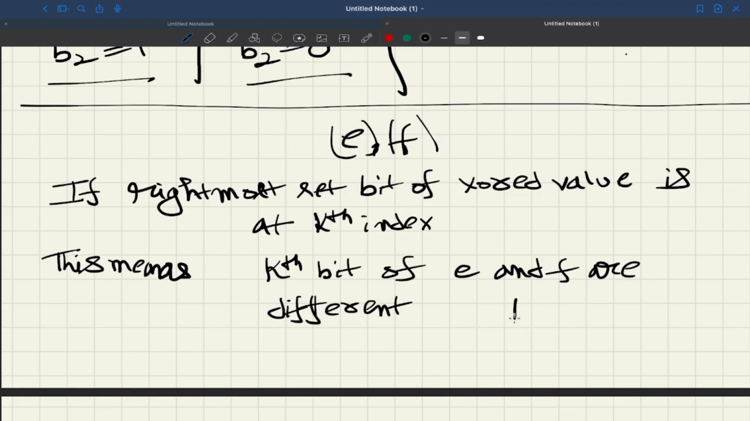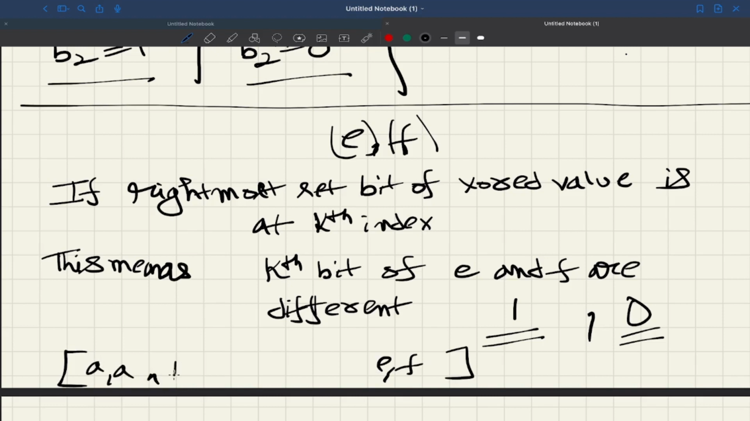One will have the kth bit as 1 and the other will have the kth bit as 0. Right. Now what I will do, in my array I have E, F, AA, BB, CC and DD, right? So I'll divide the entire array on the basis of the kth bit.